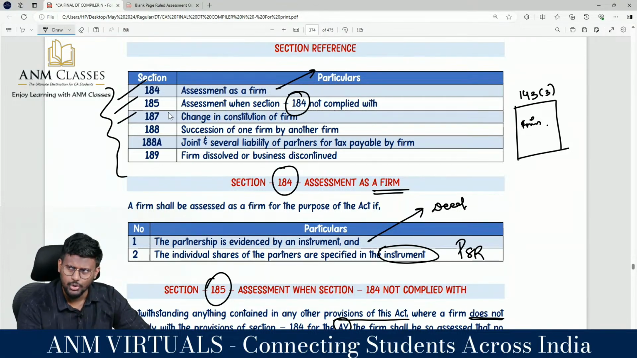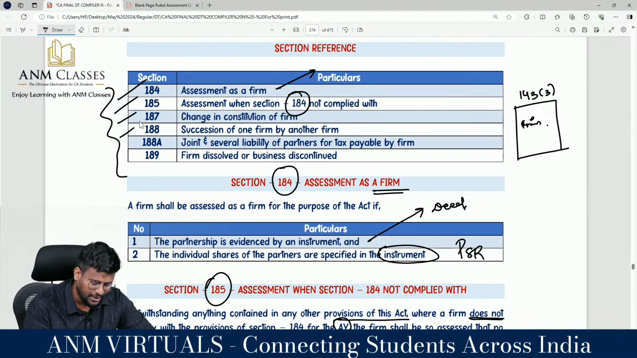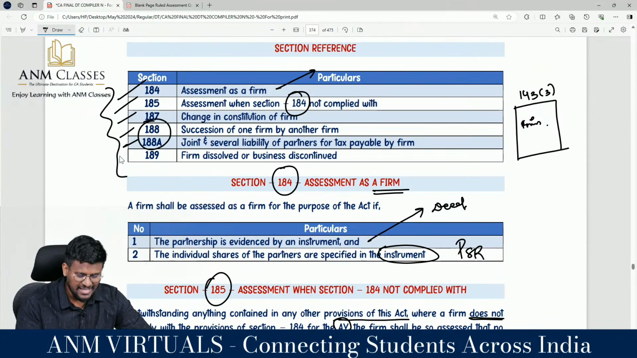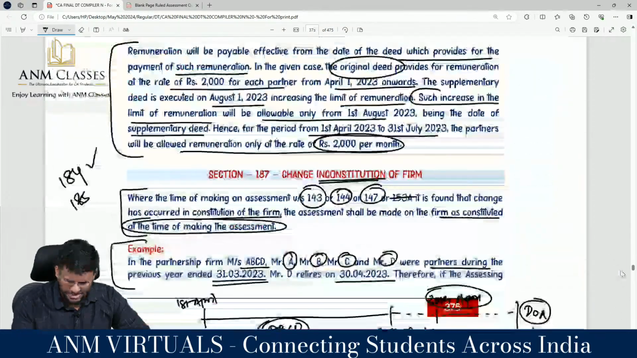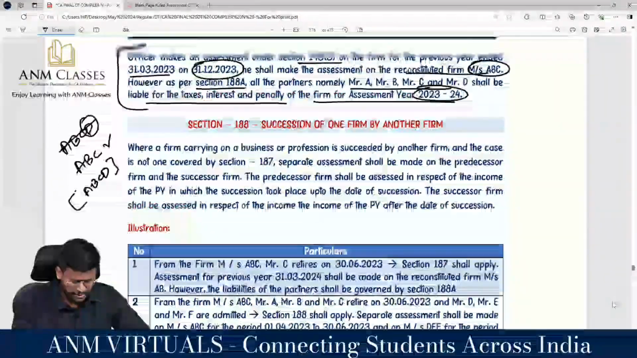187, change in the constitution of the firm. After the financial year, before assessment, if there is any change in the constitution of the firm, my dear lovable students, pass the assessment order in the name of the reconstituted firm and let all the partners who were the partners during that year for which the assessment has been passed be jointly and severally liable. I am coming to 188 and 188A. Succession of one firm by another. This is a common thing in the partnership.